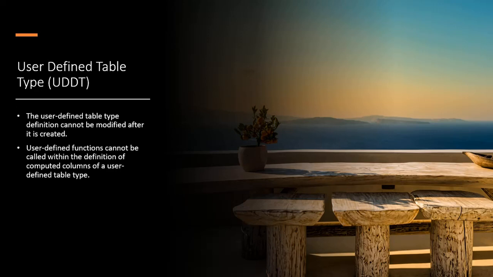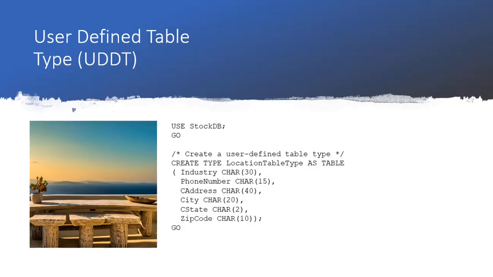The user-defined table type cannot be modified after it's created, and user-defined functions cannot be called within the definition of computed columns of a user-defined table type. Here is the SQL to create a user-defined table type. Notice that we specify the database, and then we create a table type. Now this is a complex data type. It's called location table type, and it's going to have industry, phone number, address, city, state, and zip code.